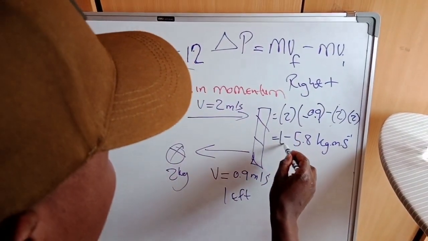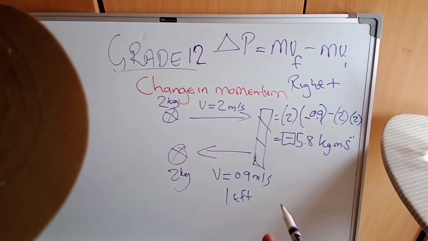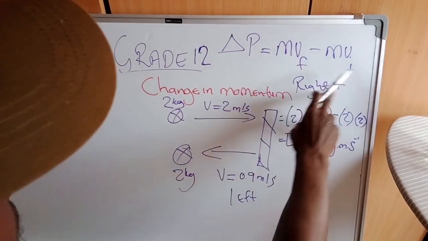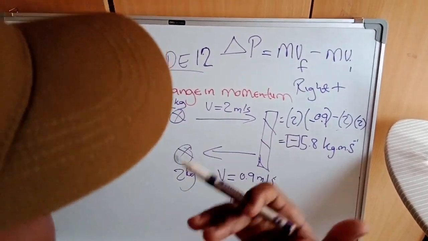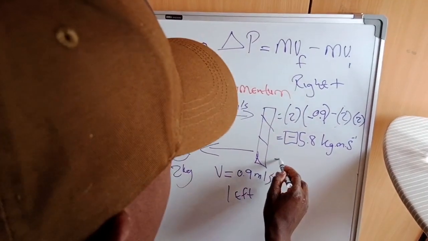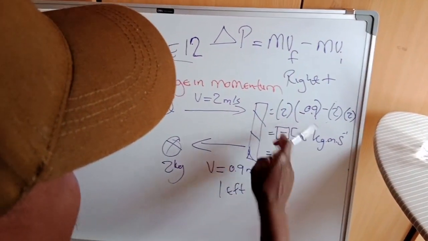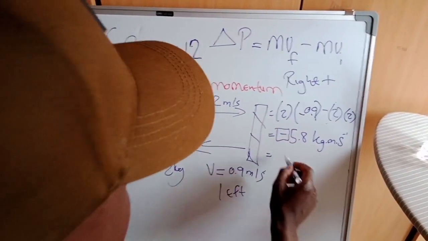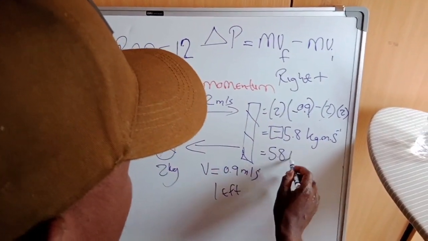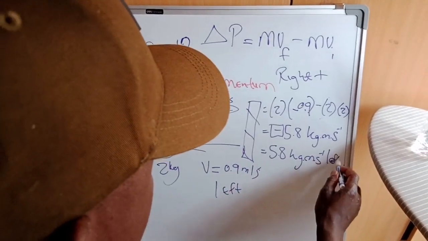So the negative there, what does it mean? Remember, we chose to the right as positive. That means to the left is negative. So it means that our change in momentum is actually to the left. Its direction is to the left. Change in momentum is a vector, therefore to the left. So you write it as 5.8 kilogram meters per second to the left.